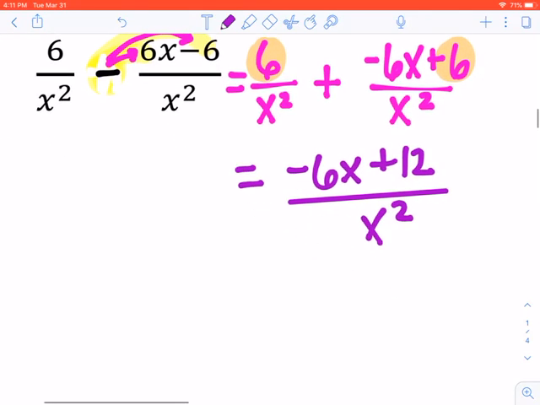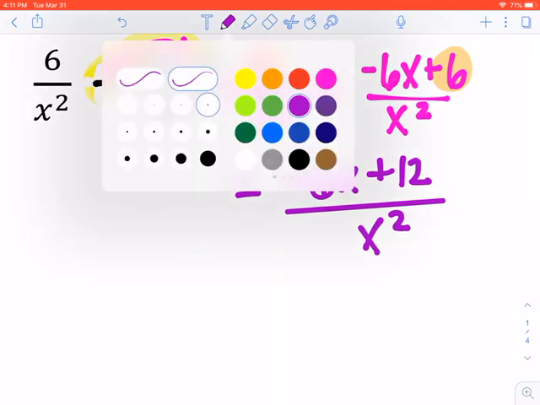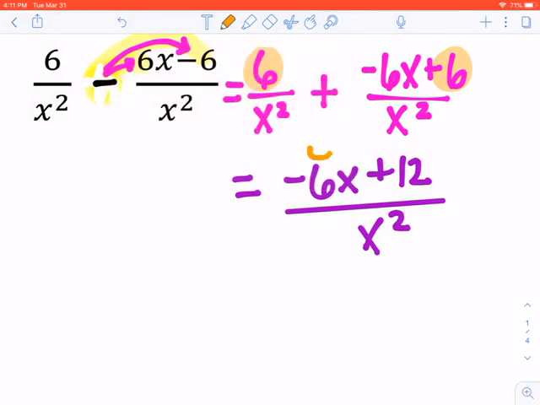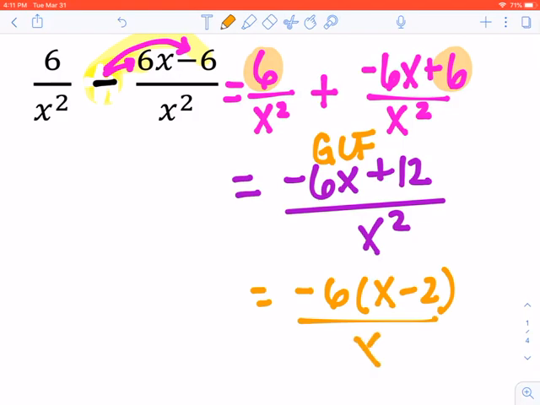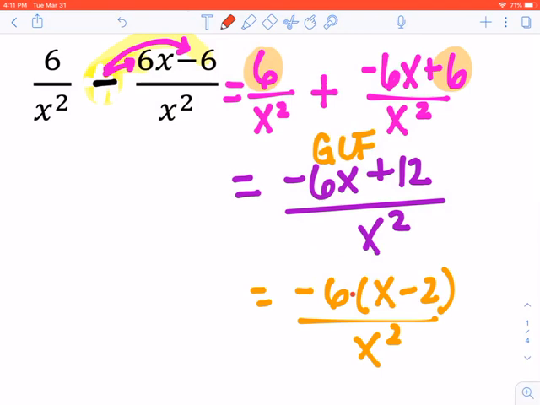Okay? You always want to make sure you can simplify these, okay? So right now it doesn't look like I can cancel anything, but always factor to make sure that you aren't missing anything. So on the top here, I can take out a greatest common factor. Okay, so I could take out a negative 6 on the top, and I'll be left with x minus 2, and that's over x squared. And now I have my factors here. It's negative 6 times x minus 2, and then it's over x squared. I still don't see anything to cancel, and so this is going to be my final answer.